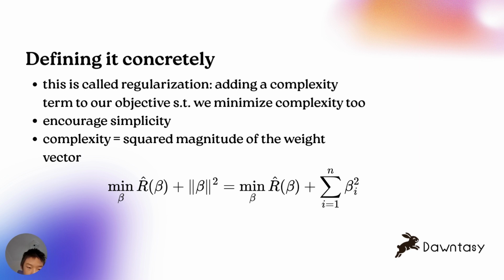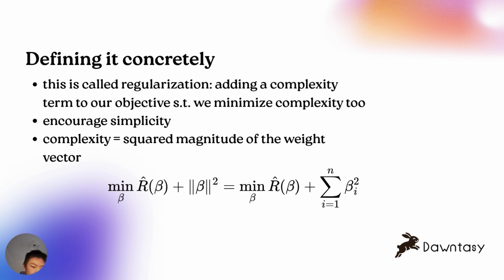How do we define it concretely, though? We defined complexity, but what is complexity really? How do we define how complex a model is? Do we look at how expressive it is? First, let's define this notion, which is called regularization. It's about adding a complexity term to our objective such that we can minimize complexity or make it as small as possible in addition to our core objective.